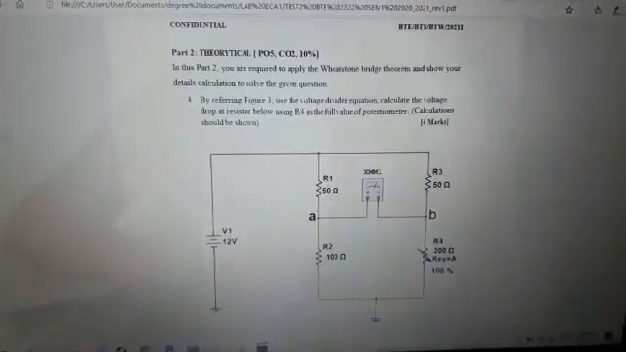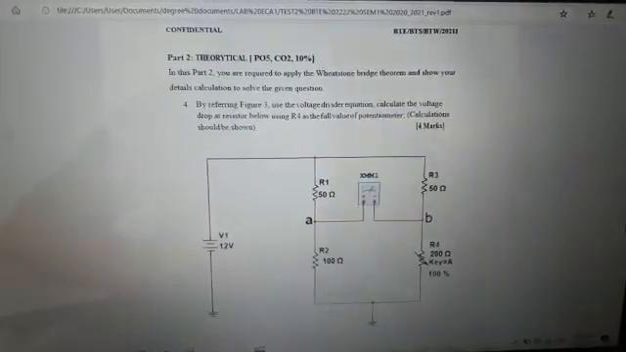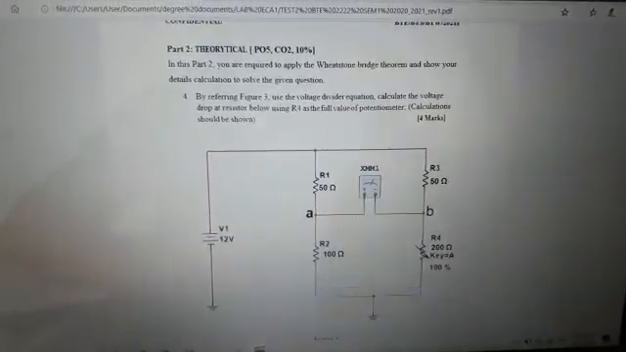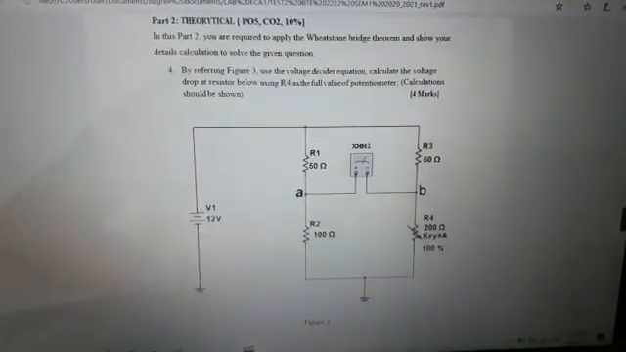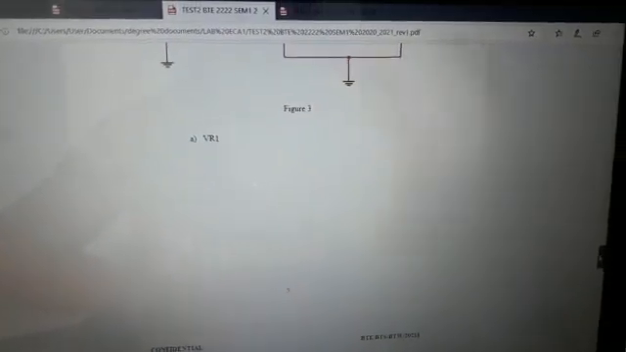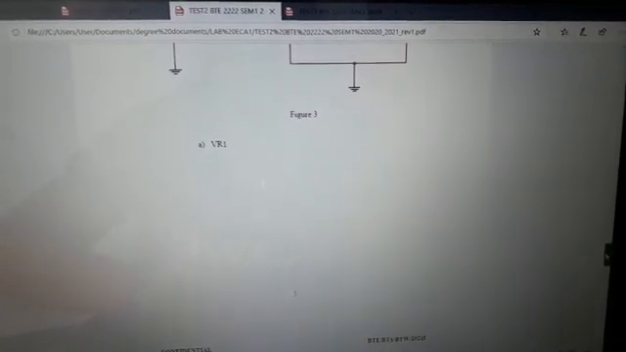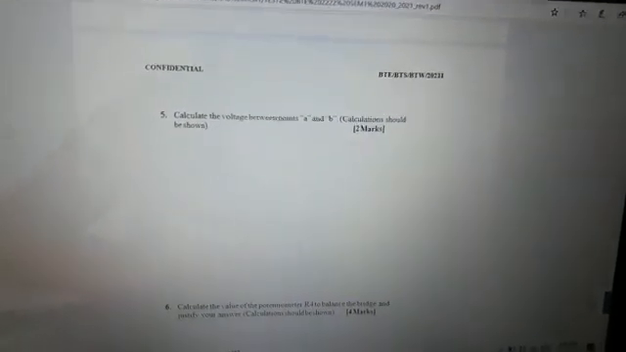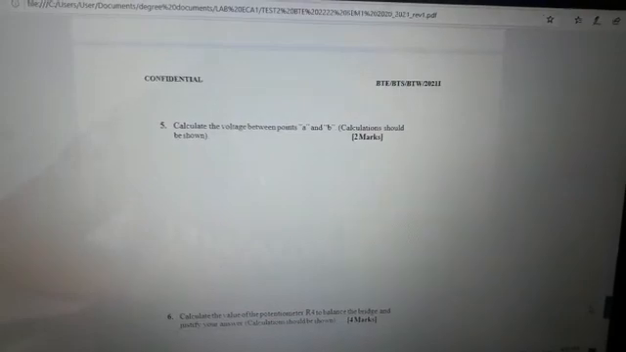Today we are going to solve the theoretical questions for Wheatstone Bridge. Let's see first the circuit and the questions. For this circuit we have to find out the voltage across each resistor, VR1 until VR4. The next question is to find the voltage between A and B. The last question is to calculate the value of potentiometer for R4. Let me write the questions on paper.